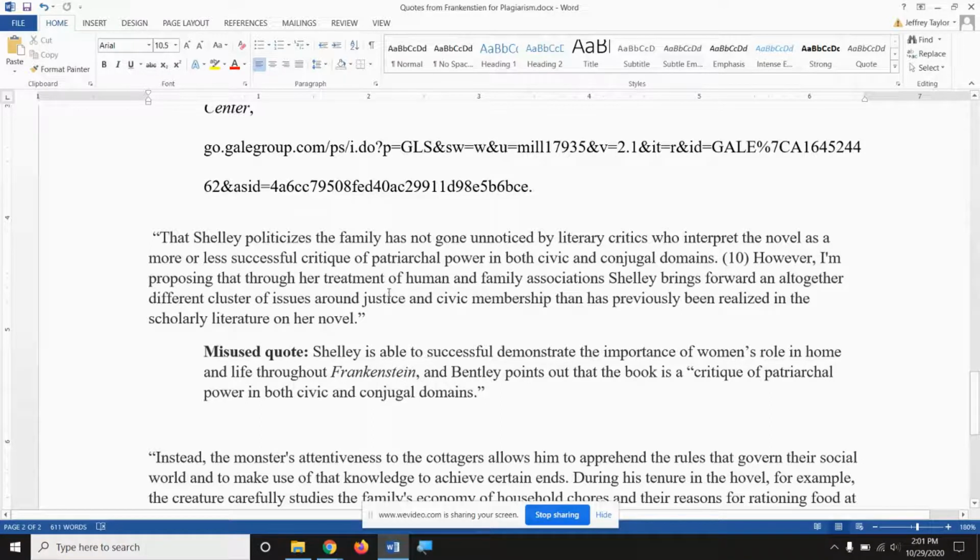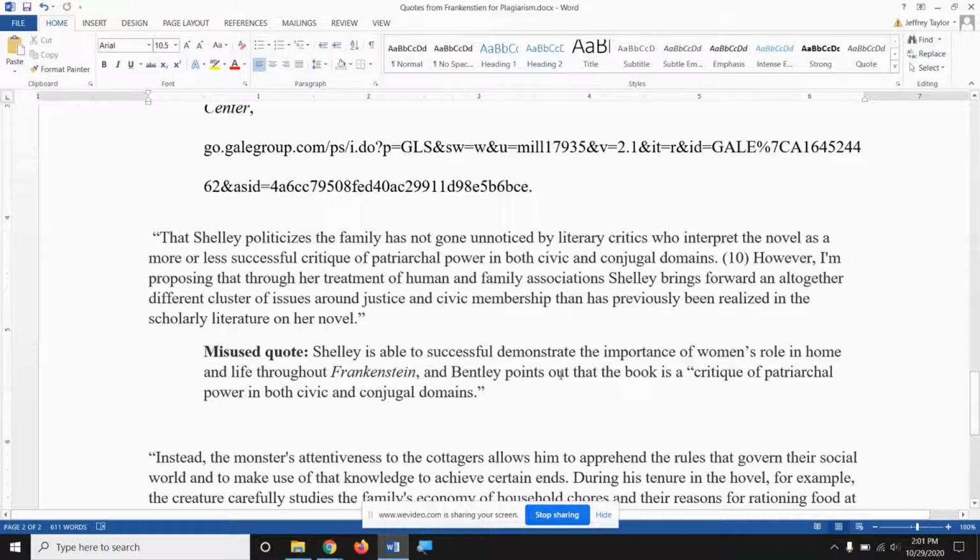So, Shelley is able to successfully demonstrate the importance of a woman's role in home and life throughout Frankenstein, and Bentley points out that the book is a critique of patriarchal power in both civic and conjugal domains. Again, that was not her intention. Her intention is to say, I'm going to argue the opposite of that, or something different from that. And she was simply summarizing other critics' points of view.